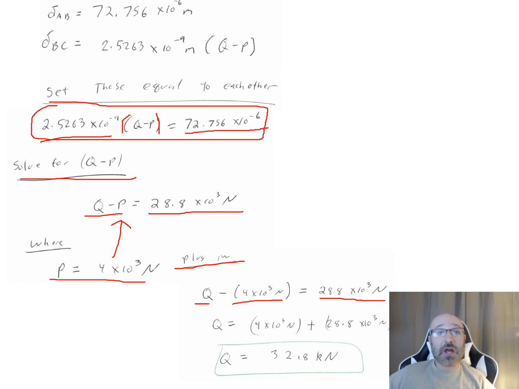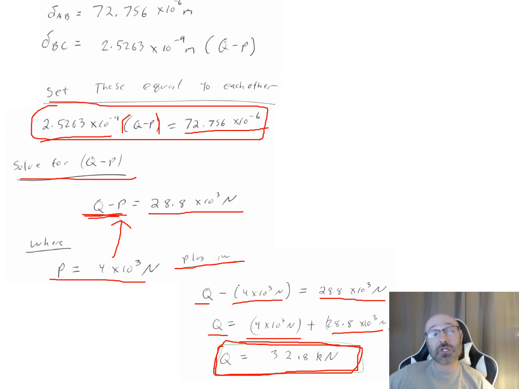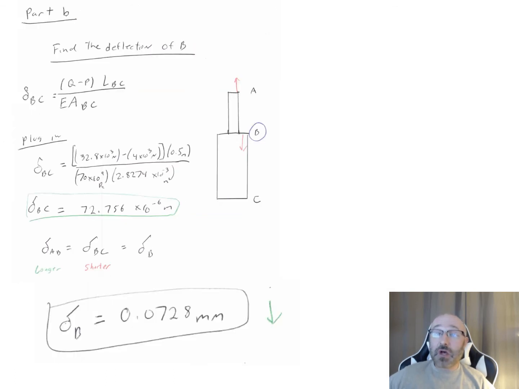So what we have here now is Q is equal to, we can rearrange this a little bit and solve it for Q, 4 times 10 to the third newtons plus 28.8 times 10 to the third newtons. Both the units are newtons. Solving this together, we find that Q is equal to 32.8 kilonewtons. So that's what we were asked to solve for. The A does not move, and that's how we do it with this Q minus P relationship and the fact that we can set those two deflections equal to each other. So that's solved for part A.